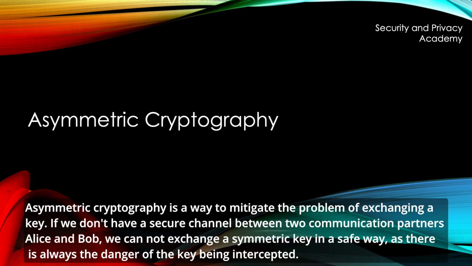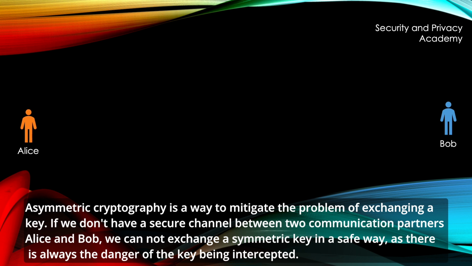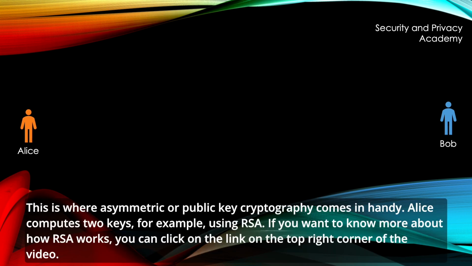Asymmetric cryptography is a way to mitigate the problem of exchanging a key. If we don't have a secure channel between two communication partners, Alice and Bob, we cannot exchange a symmetric key in a safe way, as there is always the danger of the key being intercepted. This is where asymmetric or public key cryptography comes in handy.